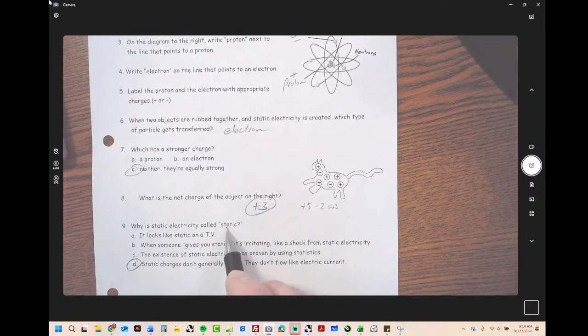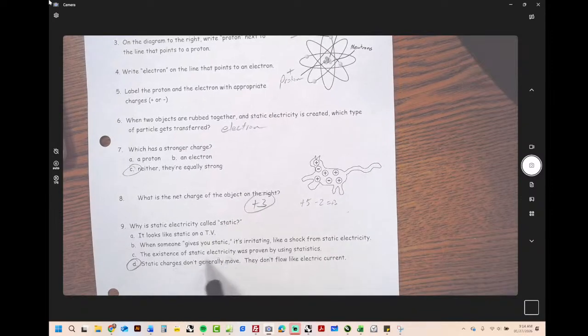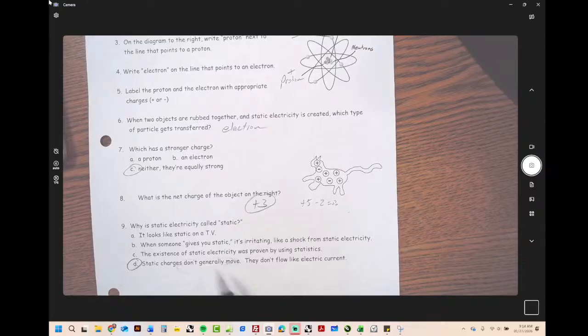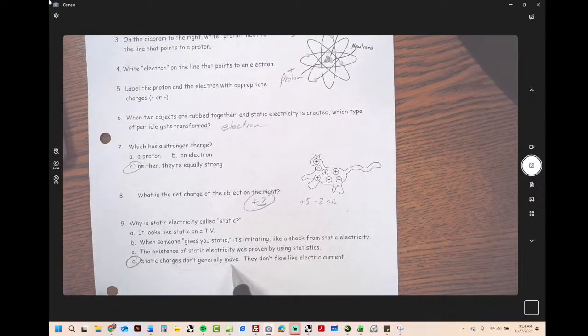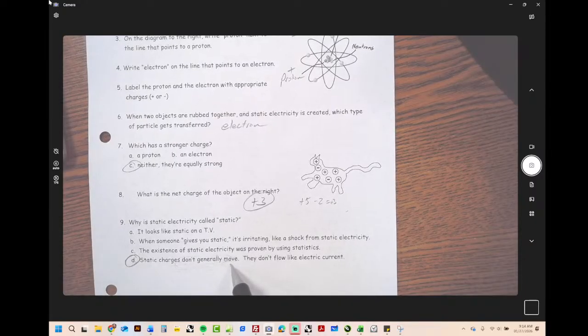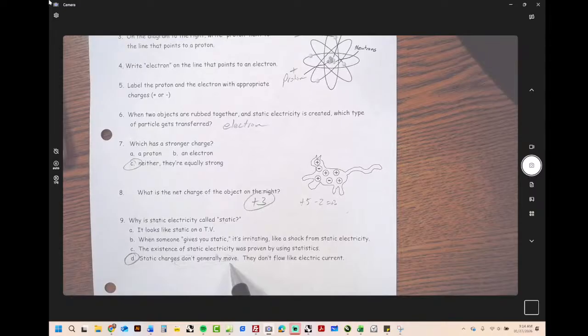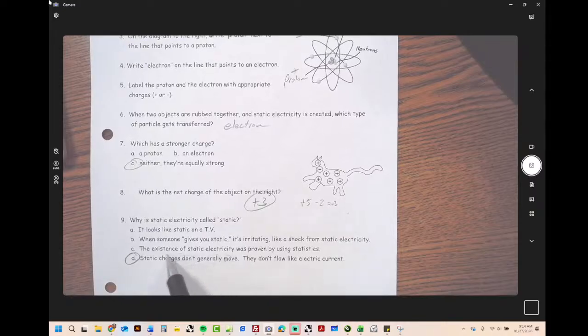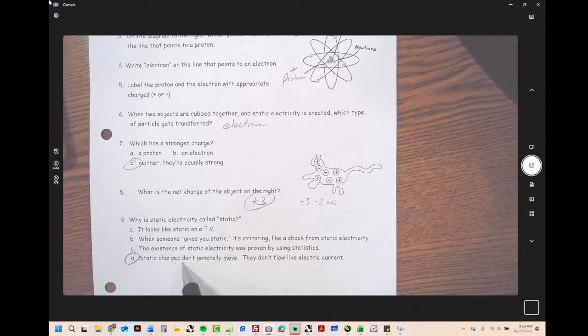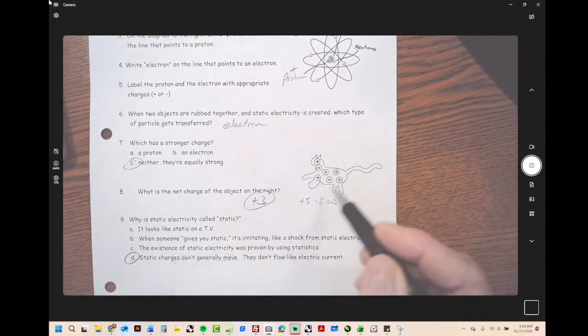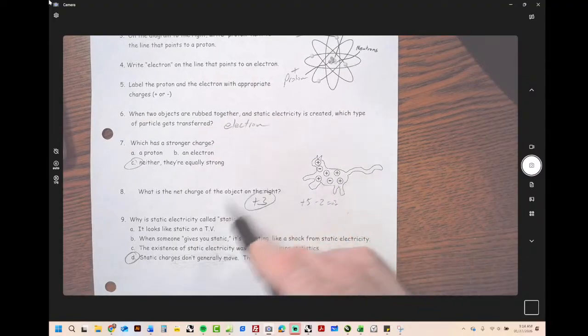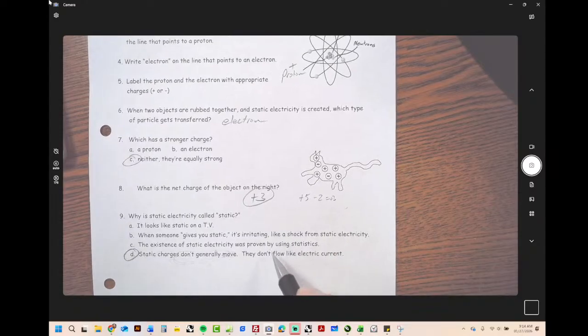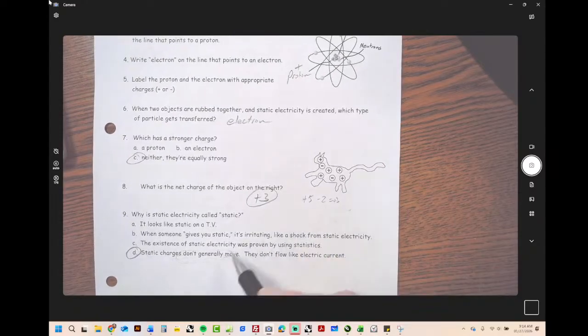Static electricity, it's called static because charges don't generally move. So with that Van de Graaff generator, it's basically static electricity until you see the little lightning bolt, and then the charges are flowing. But we're focusing on how charges can build up, how you can get something that becomes negative or positive, or something else that becomes negative. And then when you connect those things, that's when charges move. But static just means not moving.